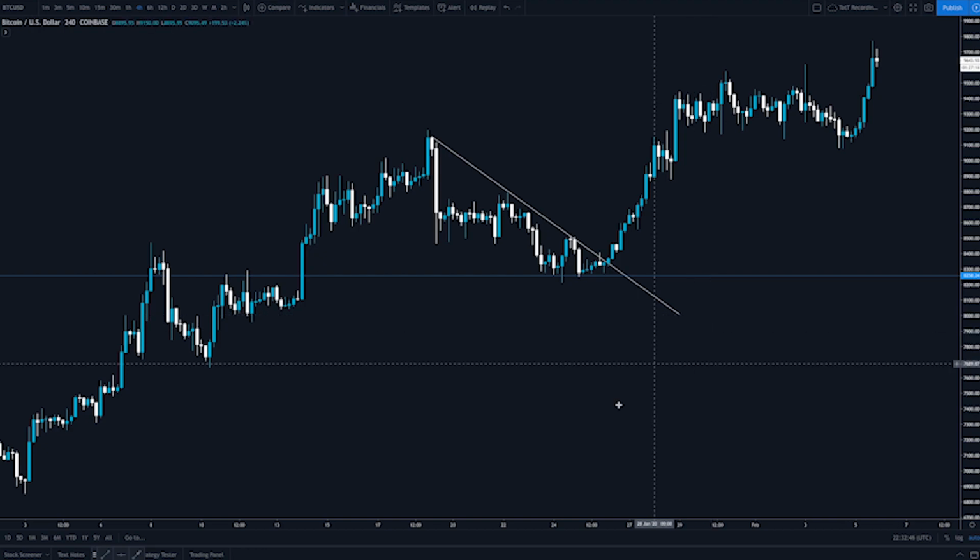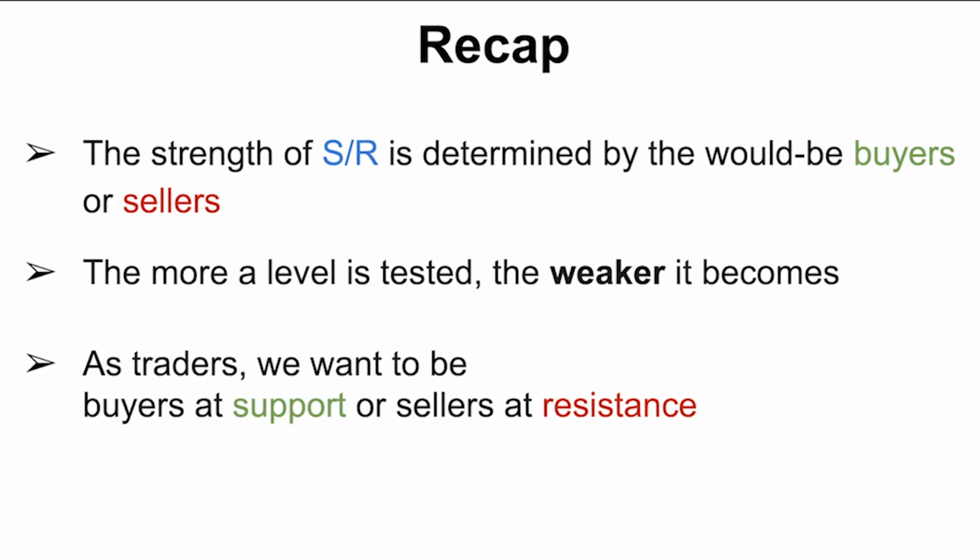So let's circle back and make sure we understand the key takeaways from this lesson. Support and resistance are physical illustrations of supply and demand, depicted through price action. SR can either be diagonal or horizontal. Now, the strength of SR is determined by the would-be buyers or sellers. The more a level is tested, the weaker it becomes. And finally, as traders, we want to be buyers at support and sellers at resistance.